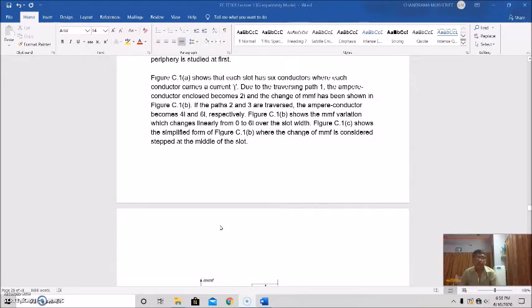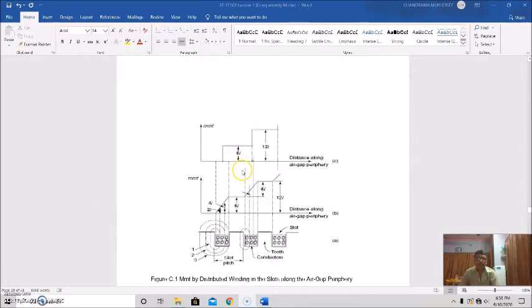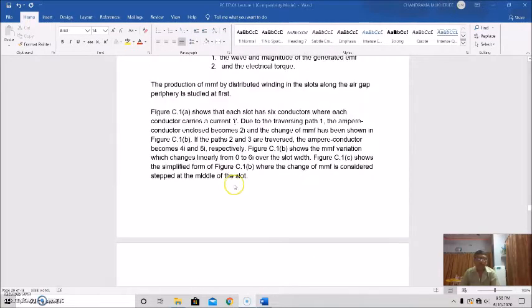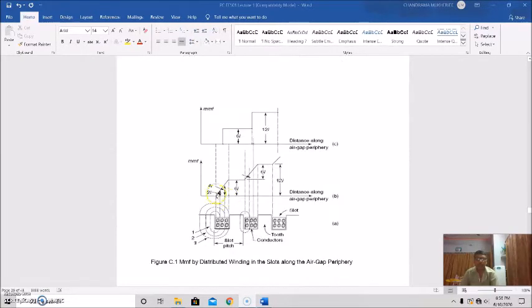Now, if paths 2 and 3 are traversed, this is path 1, this is path 2, for this another 2 conductors, and this is path 3. So if we traverse 2 and 3, the ampere conductor will be how much? 2I plus 2I for the second part, then it is 4I, and for the third part, cumulatively it will be 6I. So it will increase up to this, and this is 6I.